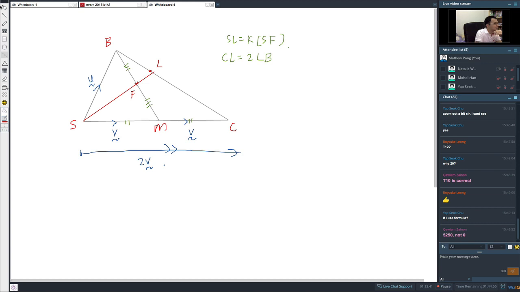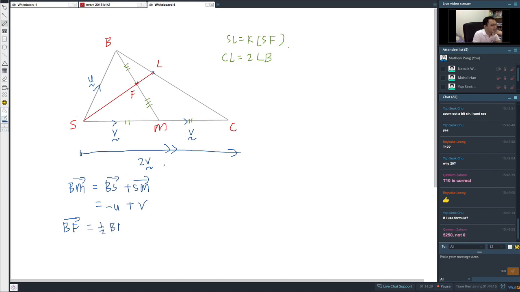Right, so I want to find SF first. Of course, I will need to find BM. BM is very easy: BM equals BS plus SM. My BS will be in the opposite direction, negative U, plus SM is V. So BF is half of BM, which equals half of negative U plus V. So BF is negative half U plus half V.